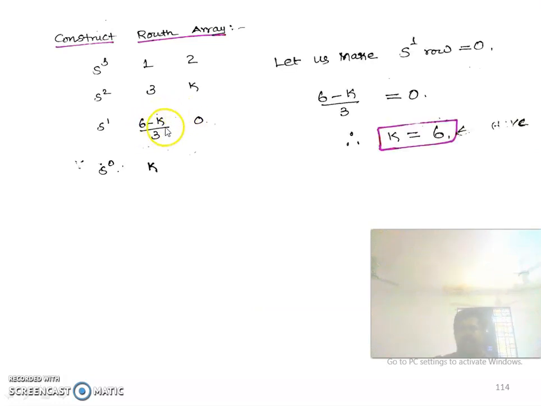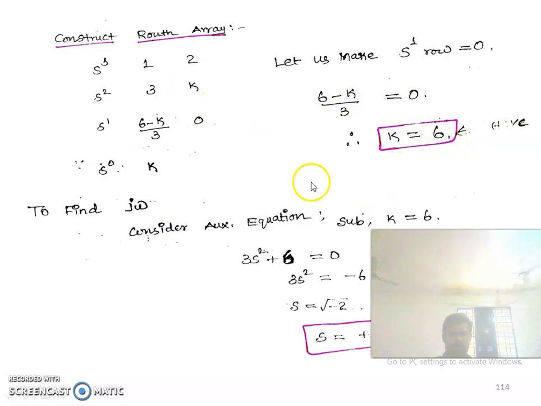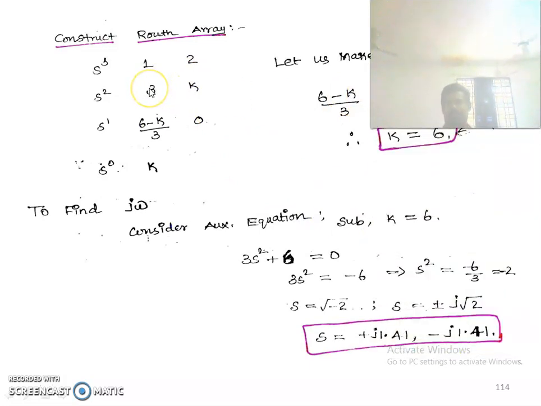So (6 - k)/3 = 0 we are taking. When you are cross multiplying, you will be getting 6 - k = 0. So k = 6. Here the ancillary equation is nothing but 3s² + k. The k value we have calculated as 6, so we can write it as 3s² + 6 = 0. From that we are calculating the value of s. s we are getting as j1.41 and -j1.41. This j1.41 and -j1.41 is the point at which our root locus will cross the imaginary axis.